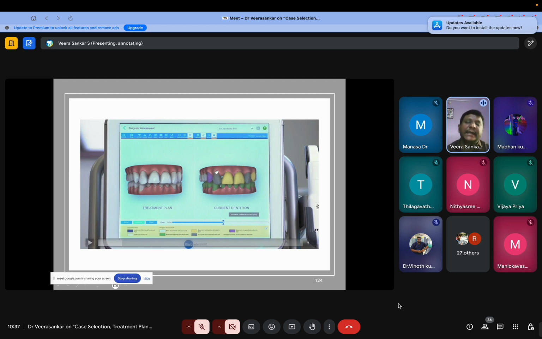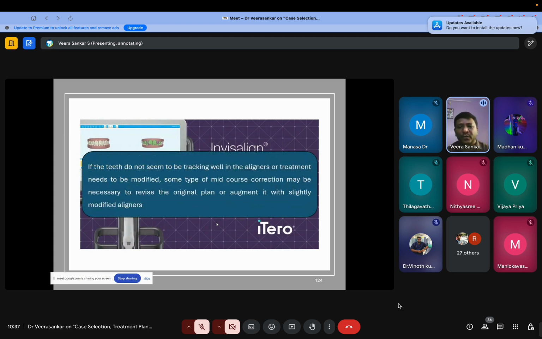It can be done at any time during the aligner treatment. It will project the current position of the teeth and the aligner number, which will be matched to the original treatment plan. So if there is any discrepancy, it can be rectified either by stepping back the aligners or doing a rescan and fabricating new aligners. Both processes can be done. It is called progress assessment.